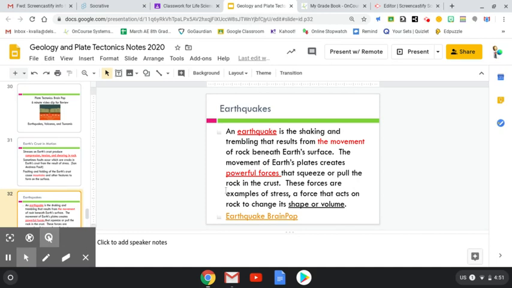There is another BrainPOP if you want to watch that. Seismologists categorize earthquakes based on magnitude. A 10.0 is not the highest ever recorded, but that's the largest scale, whereas 0 is nothing. So you can range all throughout that scale every second of every day. You're actually going to be doing an activity later on in the week that discusses that.